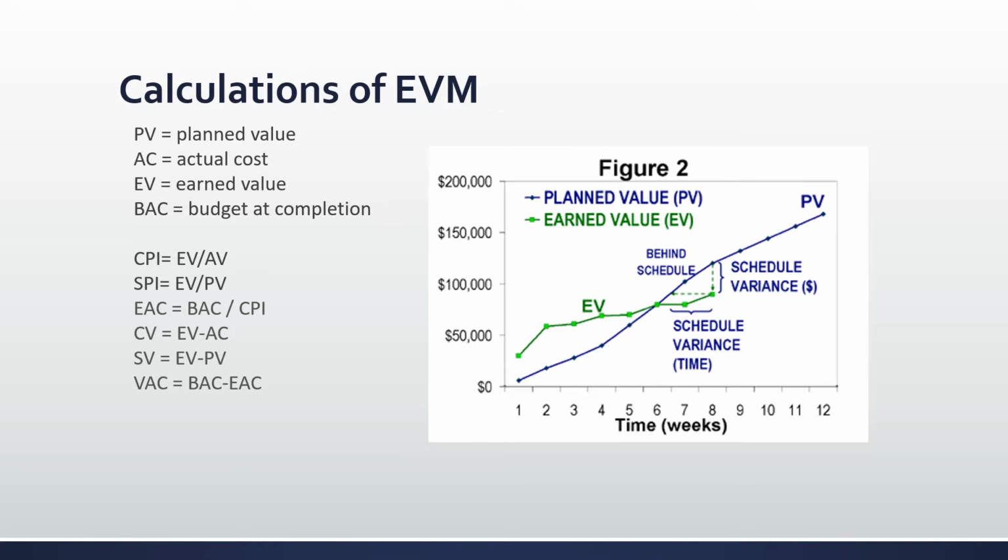CPI is a very important one. That stands for Cost Performance Index. It tells you if you are over or under budget. If the value is less than 1, then you're over budget. If it's greater than 1, then you're under budget. And the calculation formula for CPI is EV, which is the earned value, divided by AC, which is the actual cost.